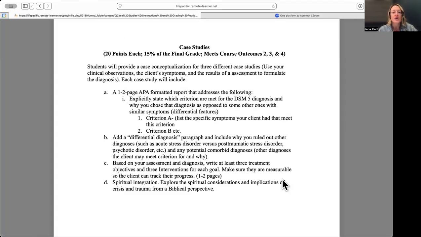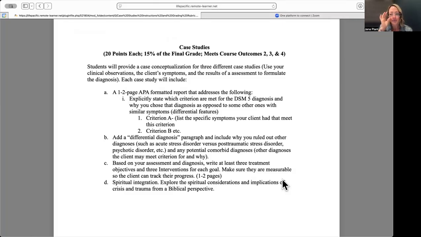Right. So first case study, it's 1 or 2 pages, APA format. What you're going to do is specifically look at the case study and look at which symptoms the client is showing. And I have a sample that we're going to go through in a little bit. You're going to go through the symptoms.